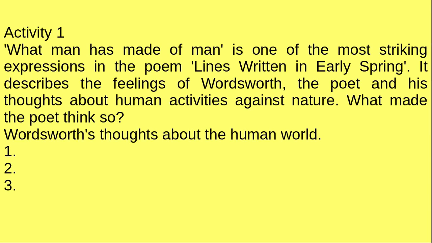Now, activity 1. "What man has made of man" is one of the most striking expressions in the poem "Lines Written in Early Spring," you know that. It describes the feelings of Wordsworth, the poet, and his thoughts about human activities against nature. What made the poet think so? What are the poet's thoughts about the human world? Write at least 3 points. It's simple. We have watched all the things, so you can write it yourself.